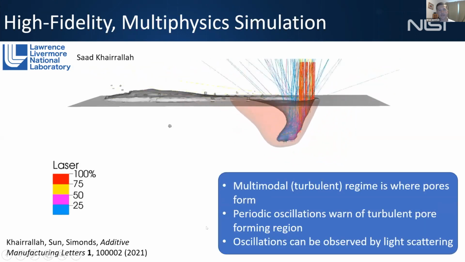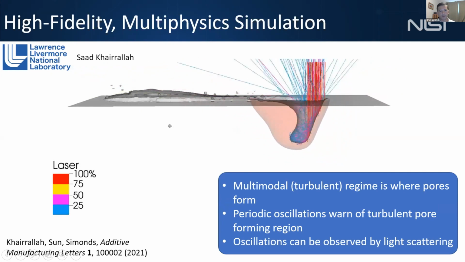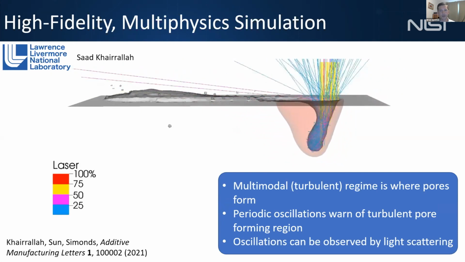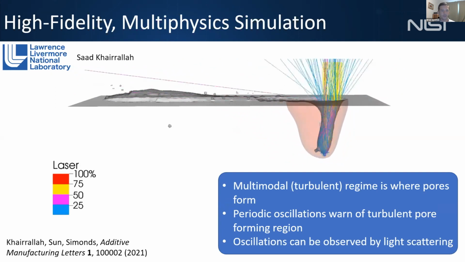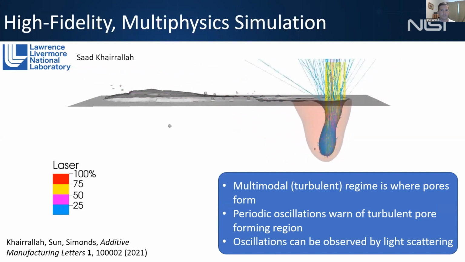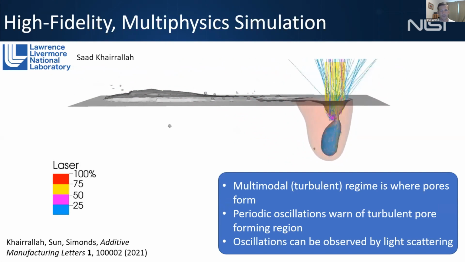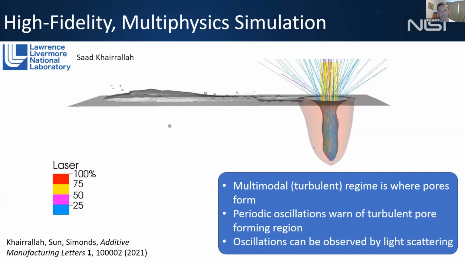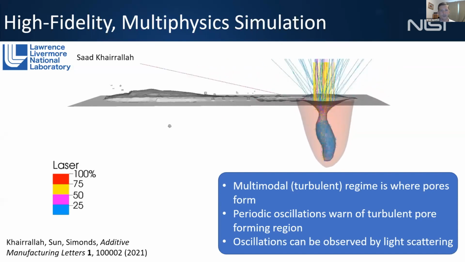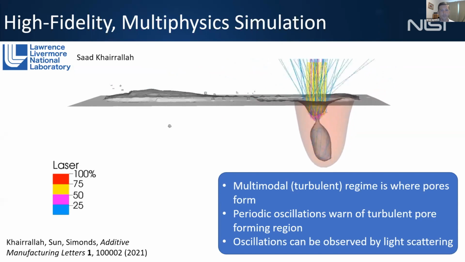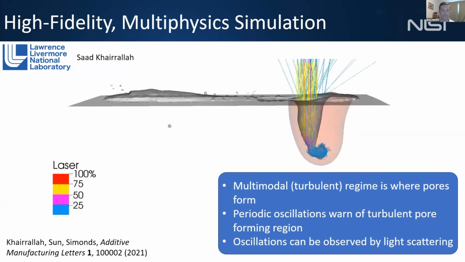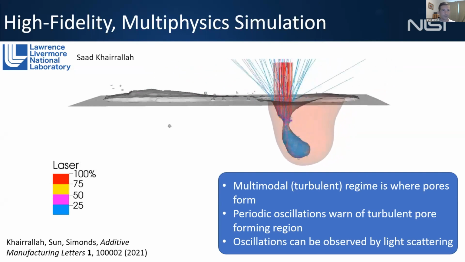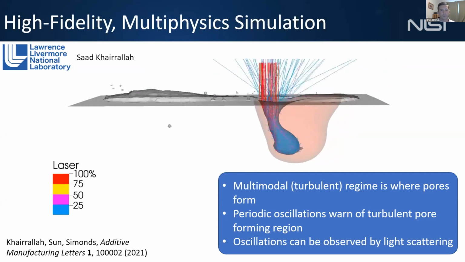So the takeaway we have in this paper is that these multimodal regimes, or what we call the turbulent regimes, are where porosity occurs. And these periodic oscillations are kind of a harbinger that if the power applied or the energy density that's being applied continues or increases, you're going to be approaching this turbulent regime. And then by looking at the scattered light, we can see and quantify this periodic regime, or this shift from periodicity to multimodal.